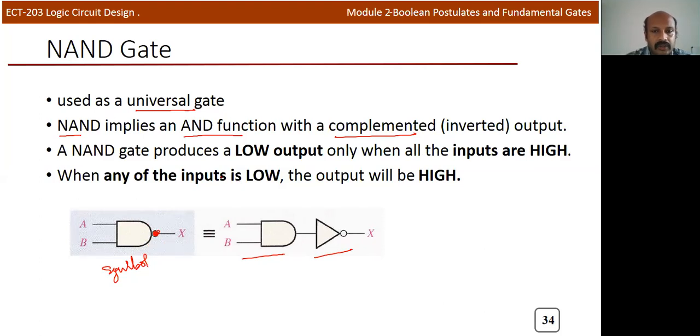So the working of the NAND gate we can define as follows. It produces a low output only when all its inputs are high. Or we can say that the output will be high when any of the inputs is low. In this way also you can define the NAND gate operation.